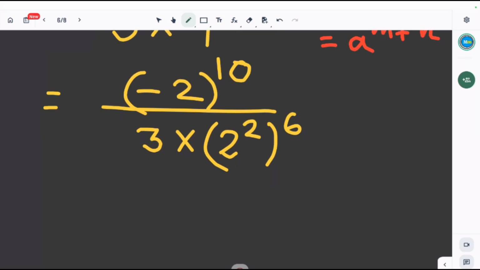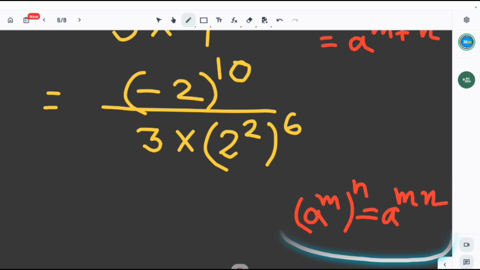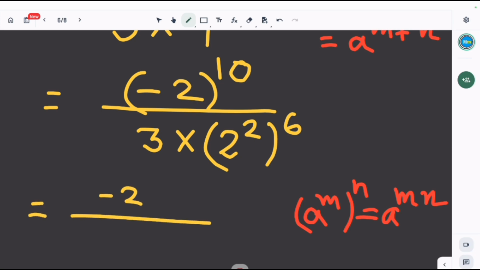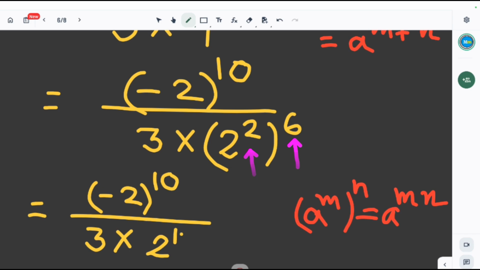There is one more formula that is (a^m)^n equals a^(m×n). Using this formula, we can write (-2)^10 divided by 3 × 2^(2×6), which is 2^12.